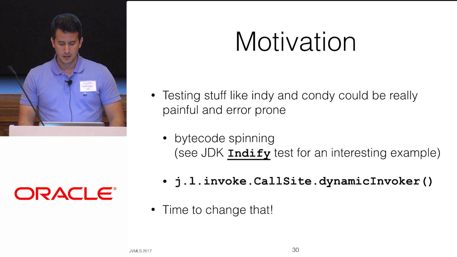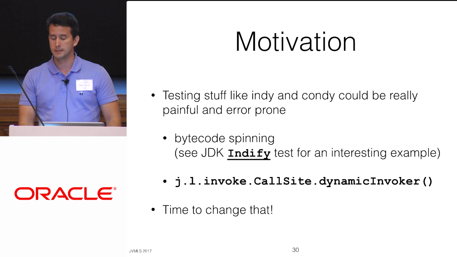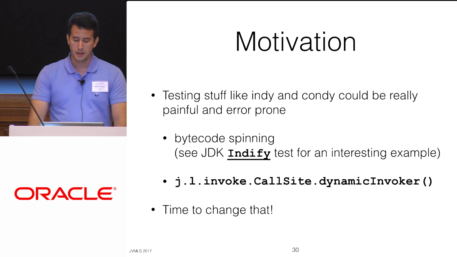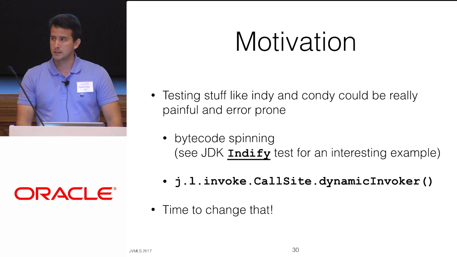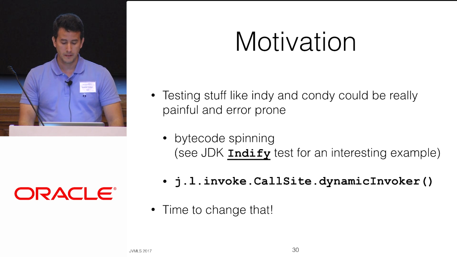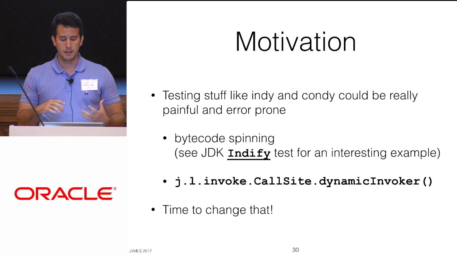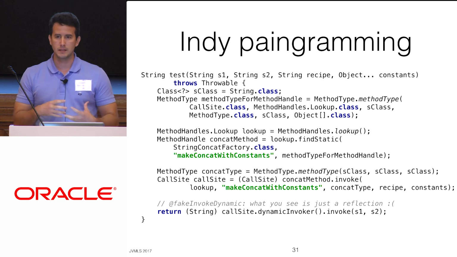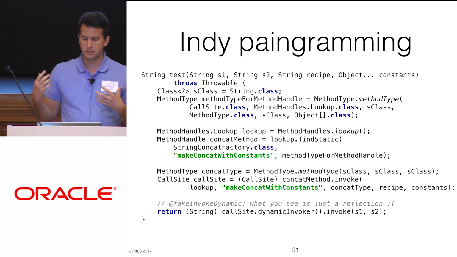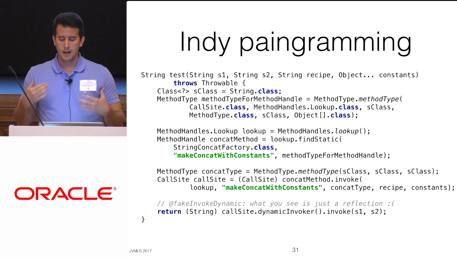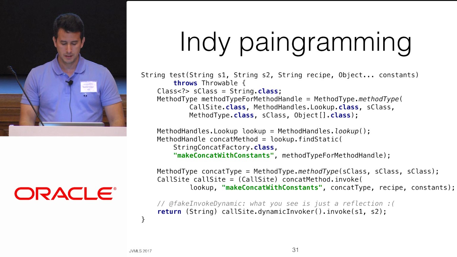There is a very good example, which is the Indy test written by John Rose, and it's actually kind of complex. It's a very good example of how complex it can be to test InvokeDynamic. You can also use the dynamic invoker in your code, but still you won't be testing the same bits. If you use reflection, there is no actual InvokeDynamic in the bytecode.